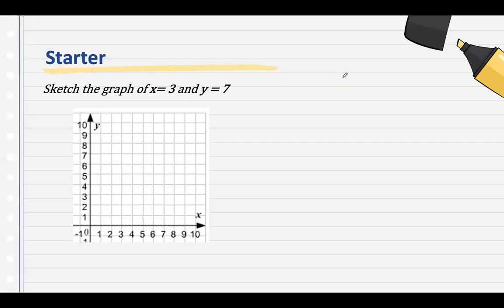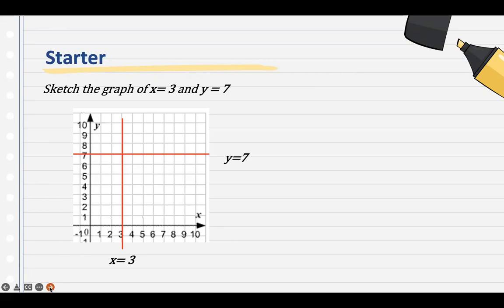Okay, so if a graph is x equals 3 or x equals any number, that means that it crosses the x-axis. So it cuts the x-axis, and here it will be at 3. So this is a graph of x equals 3. And as you can probably already guess, the graph of y equals 7 or y equals anything will cross the y-axis at 7. So that is a graph of y equals 7.